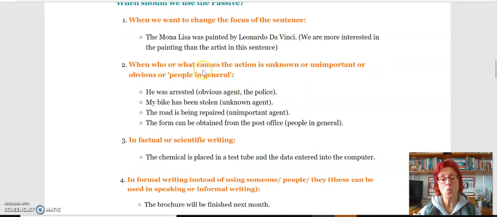When who or what causes the action is unknown, unimportant, or obvious, and we don't need to mention it. For example, he was arrested. Obviously, he was arrested by the police. So it's obvious, so he was arrested. Or my bike has been stolen. Do we know who stole the bike? No, so we cannot mention it. Okay?